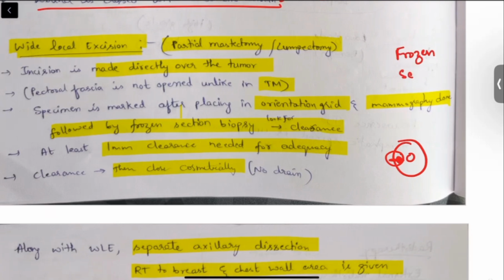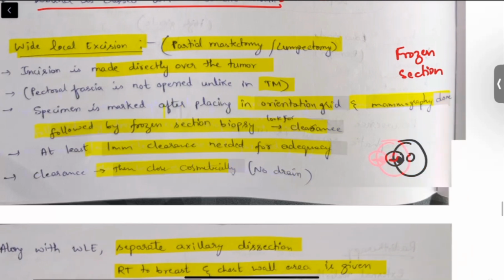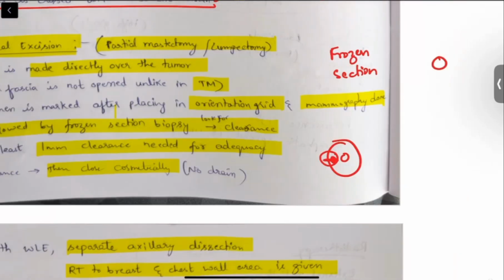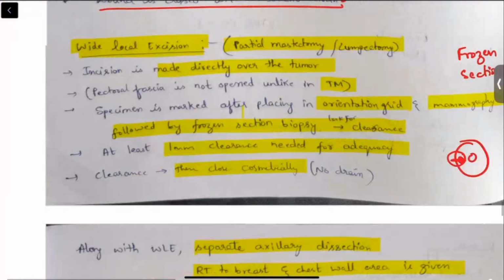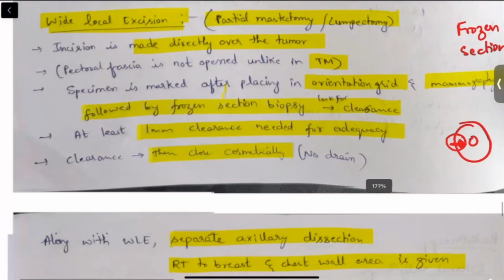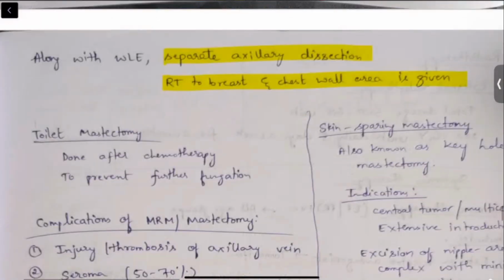So once the frozen section is done, they'll say if there is a margin, if the tumor is excised. In the frozen section itself, we will come to know if there is a positive margin around 1 mm or not. If there is less than 1 mm clearance, like there are no tumor cells after 1 mm, then it is said that okay, clearance is obtained, then the excision is closed.